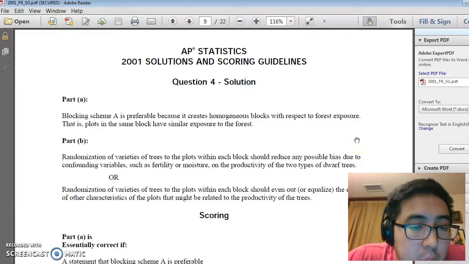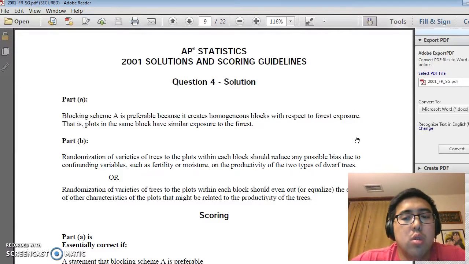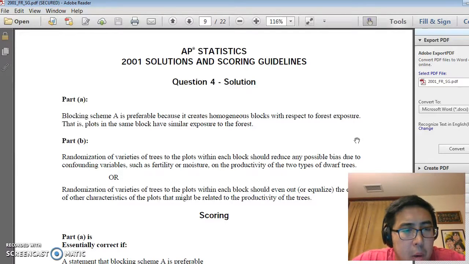So part A, blocking scheme A is preferable because it creates homogeneous blocks with respect to forest exposure. Okay, there's fancy wording. That's better than mine. That is, plots in the same block have similar exposure to the forest. Alright, let's see what their answer is for B. Oh, they have two answers here. Randomization of variety of trees to the plots within each block should reduce any possible bias due to confounding variables. Hey, sounds like mine.